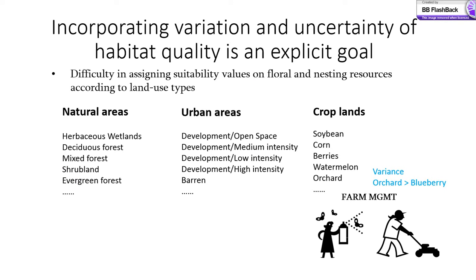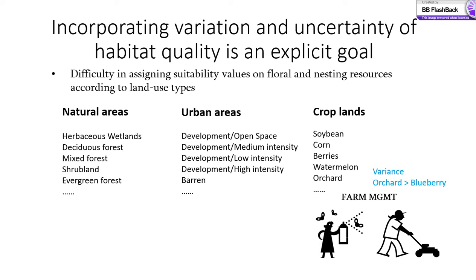This current project's goal is to incorporate variation and uncertainty of habitat quality. Whenever a person assigns suitability values for floral and nesting resources, large variance and uncertainty are a problem. For floral resources, there are several factors we need to think about, which are seasonal variation, different resource availability, or bloom duration. Nesting resources more likely depend on management practices.